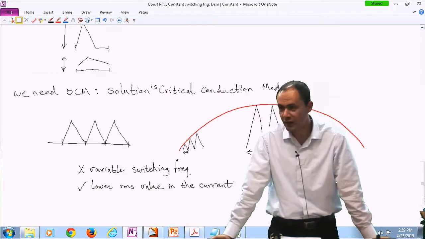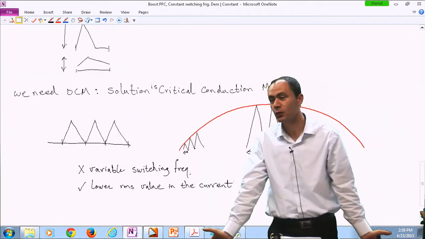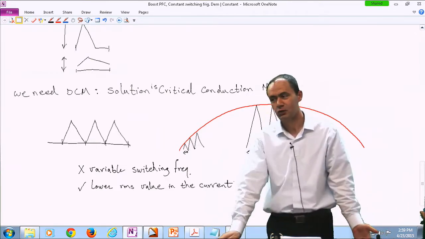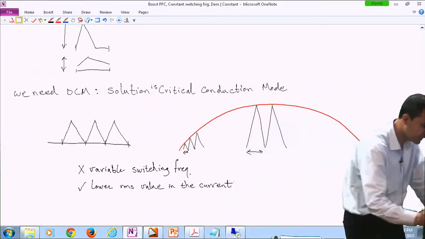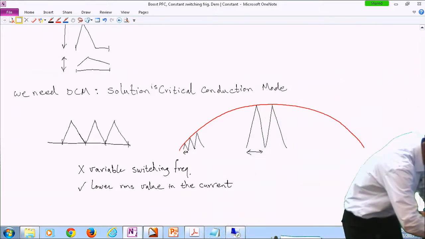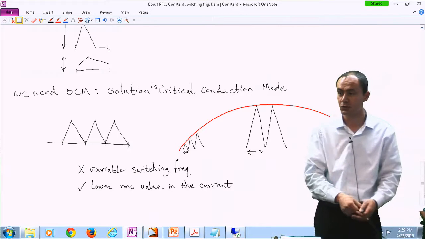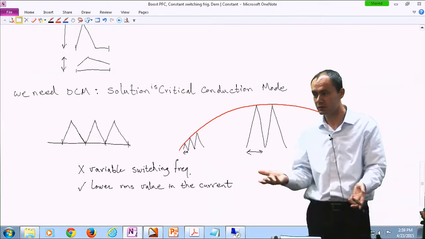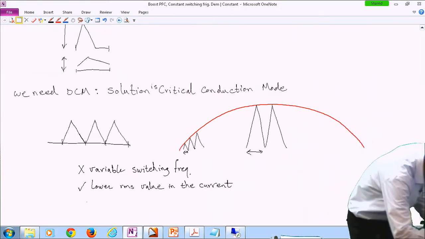Zero switching. So you have to monitor the inductor current and to see when it comes back to zero, okay? So you have to basically measure the inductor current. When it comes back to zero, you have to turn the switch on. That means you have to monitor the inductor current. We have to measure the inductor current.